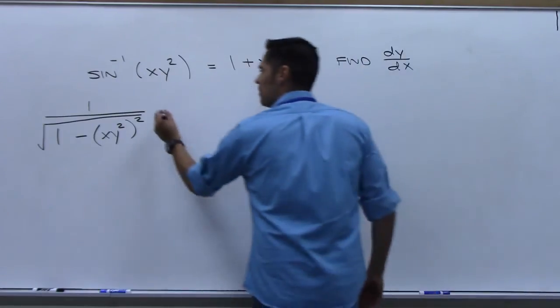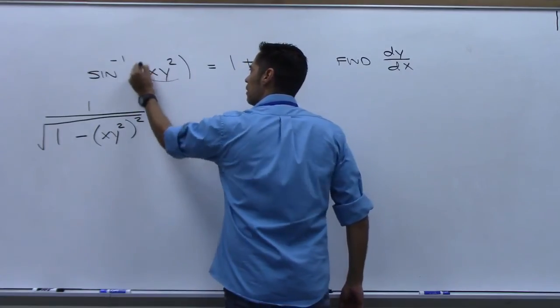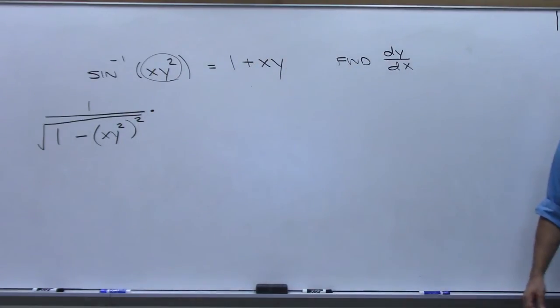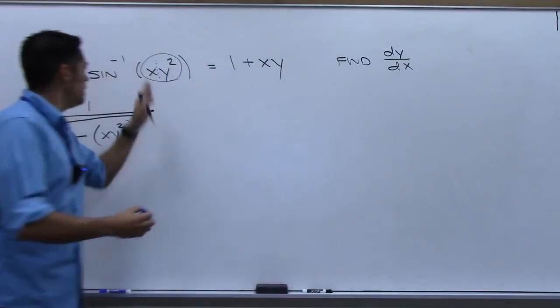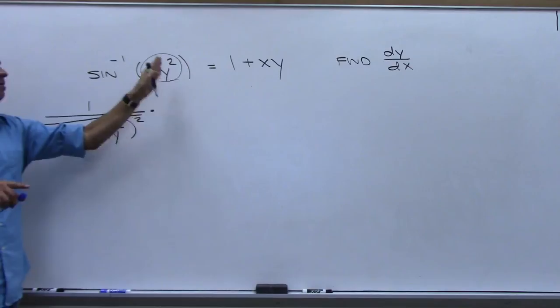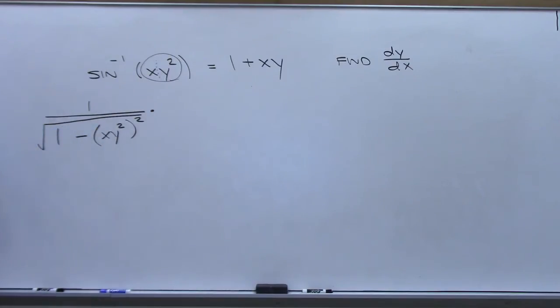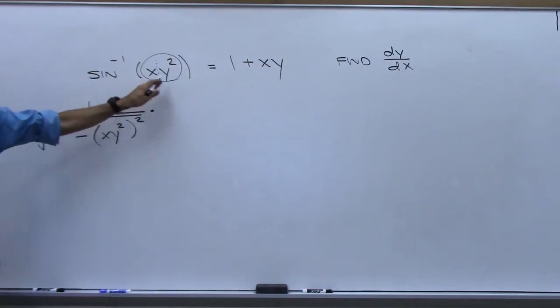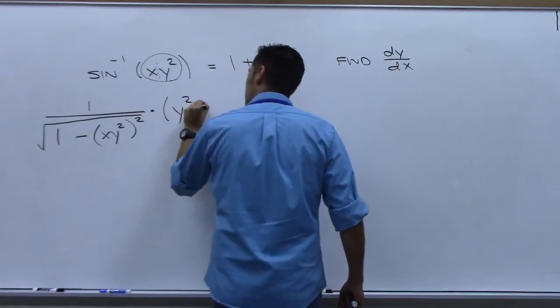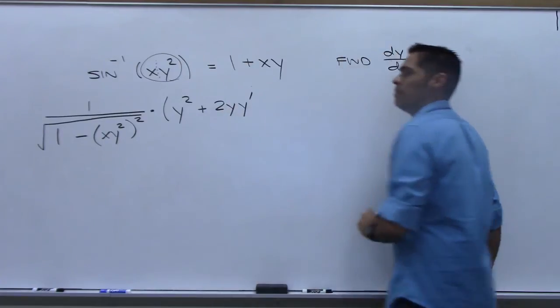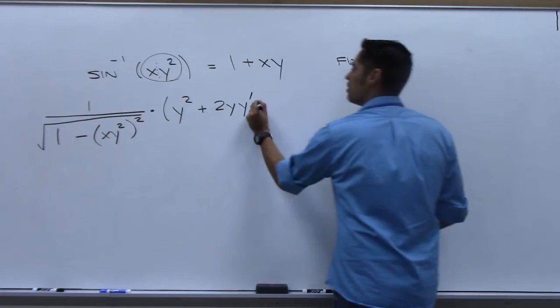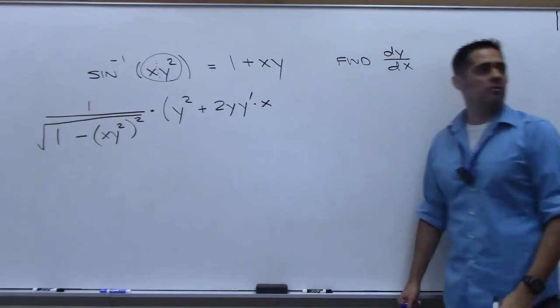No. Now what we have to do is multiply times the derivative of what's in here, which is going to require us to do what? Product rule. Product rule, right? Because we have a product right there. So we have to do the derivative of this one times this one plus the derivative of this one times this one. Always keep in mind that derivative of x is 1, derivative of y is y prime. So derivative of x, 1 times y squared, plus derivative of y squared, which is 2y y prime times x. That finishes off the product rule, doesn't it?